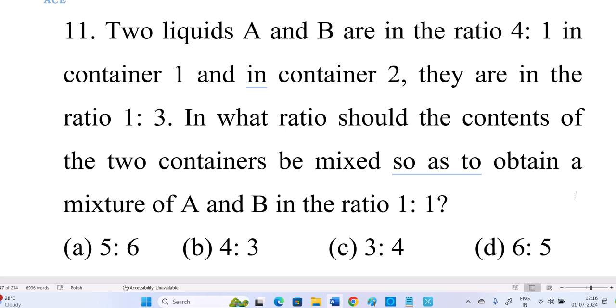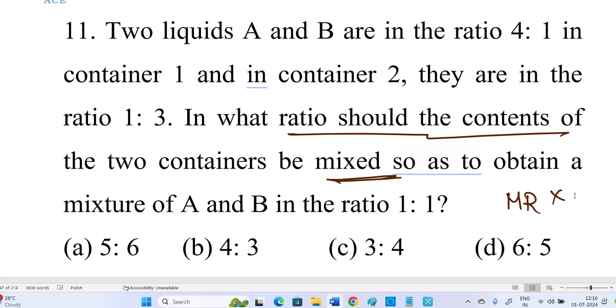But the problem here: in the first class, boys and girls are 4 is to 1. In the second one, boys and girls are 1 is to 3. In the combined classroom, boys and girls are 1 is to 1, equal, required. That's what the question actually is. Now see, two ways of handling this question. Actually, the mixed ratio is not given. That's what you need to find: in what ratio this is to be mixed, first one, second one. The mixed ratio is not given. That is what you need to focus on.